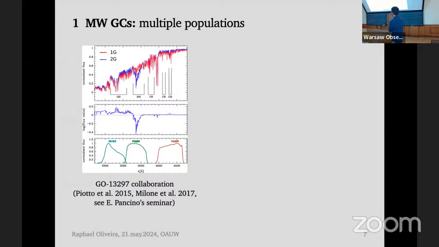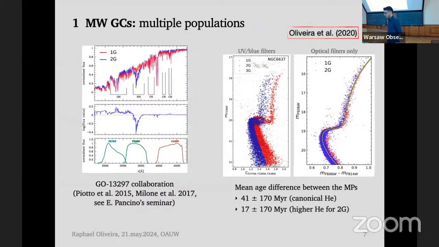So you have some filters in the ultraviolet and blue, and for example, the central one shows the difference between first generation stars and second generation stars, where the second generation is enriched in nitrogen, for example. So here, using these UV and blue filters, we could split the sequences of the CMD into 2 generations.